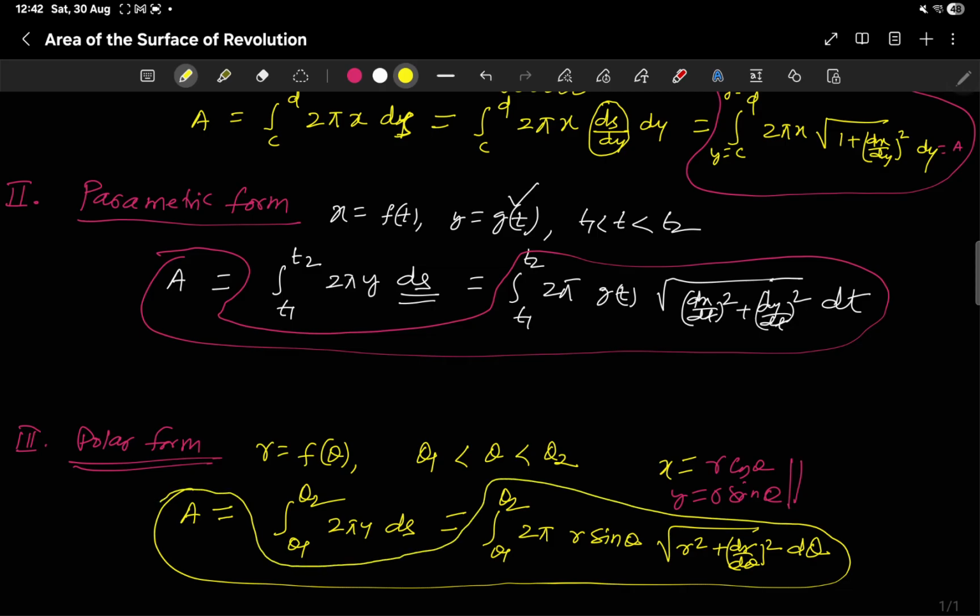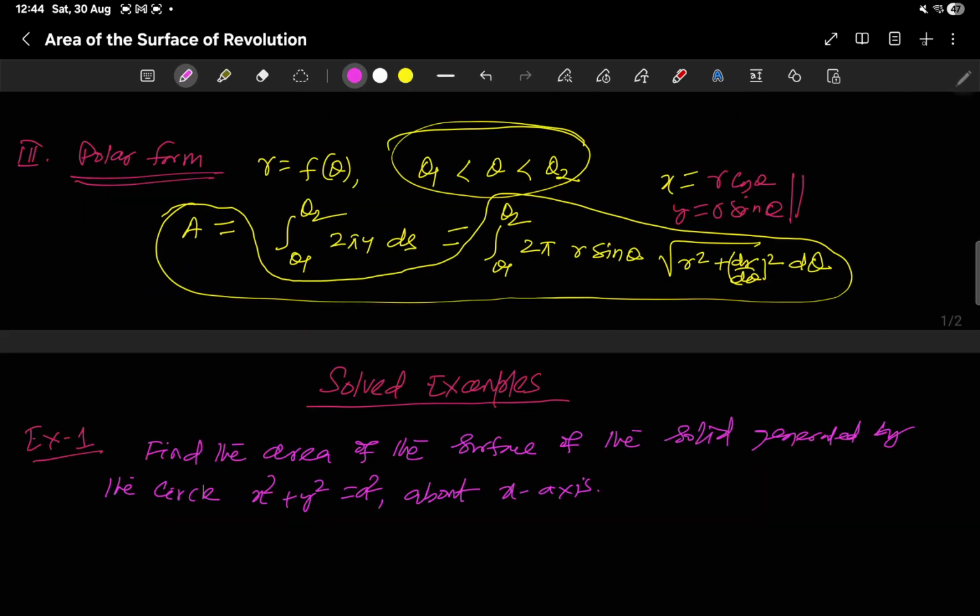Now it is important to take the limit of integration. This limit of integration is important. We have to visualize the rotation, the revolution, to find the exact limit. Coming to one solved example, you are asked to find the area of the surface of the solid generated by the circle about the x-axis.